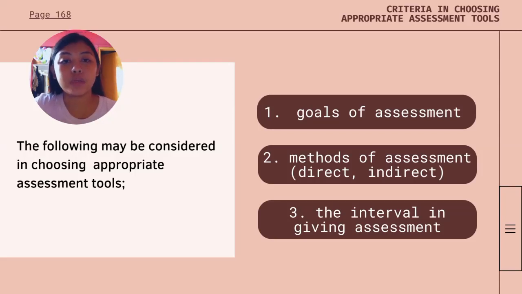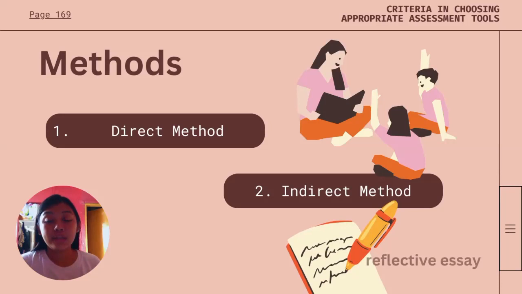The first one is goals of assessment. The second one is the methods of assessment, either direct or indirect. And the third one is the interval of giving assessment. Now, let's talk further about these methods. First, we have the direct method, and the second one is the indirect method.